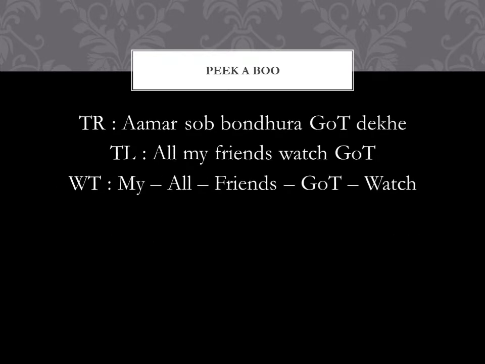Couple more examples. আমার সব বন্ধুরা গেম অফ থ্রোনস দেখে. Again, দেখে, the verb, is at the end of the sentence. The subject here is bondhura, friends. Amar, notice that amar here is in the possessive form. So amar means my. Amar bondhura is my friends. Amar সব বন্ধুরা means all my friends.